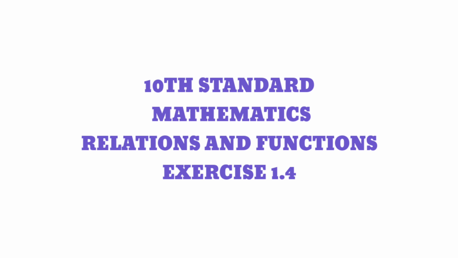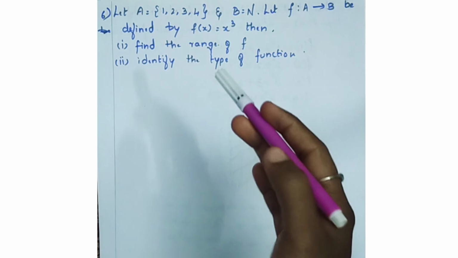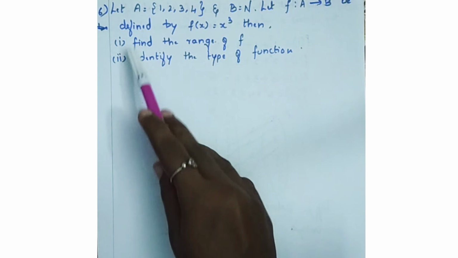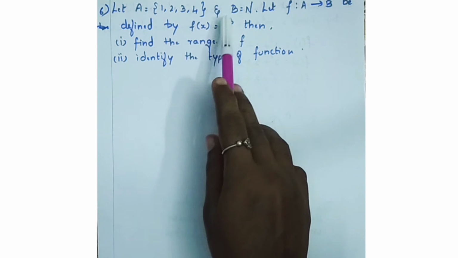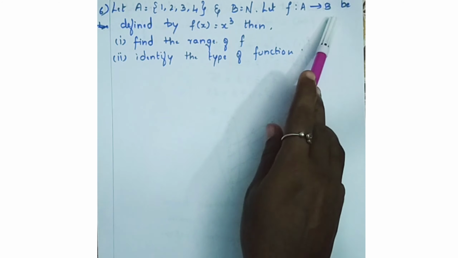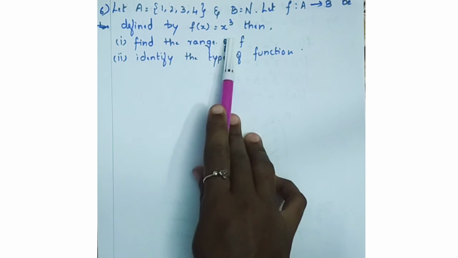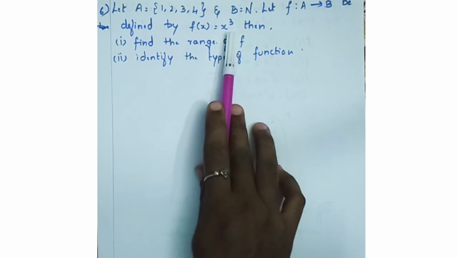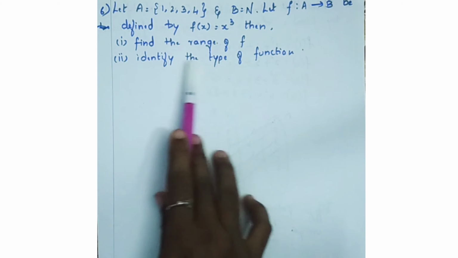Today we are going to see the continuation of exercise 1.4. We'll start with the sums. Now we'll see the sixth sum. Let A equal 1, 2, 3 and 4, and B is the set of natural numbers. So B is a natural number. Let f from A to B be defined by f of x equals x cube. They have given you f of x and the A and B values, so you have to show the range and identify the type of function.